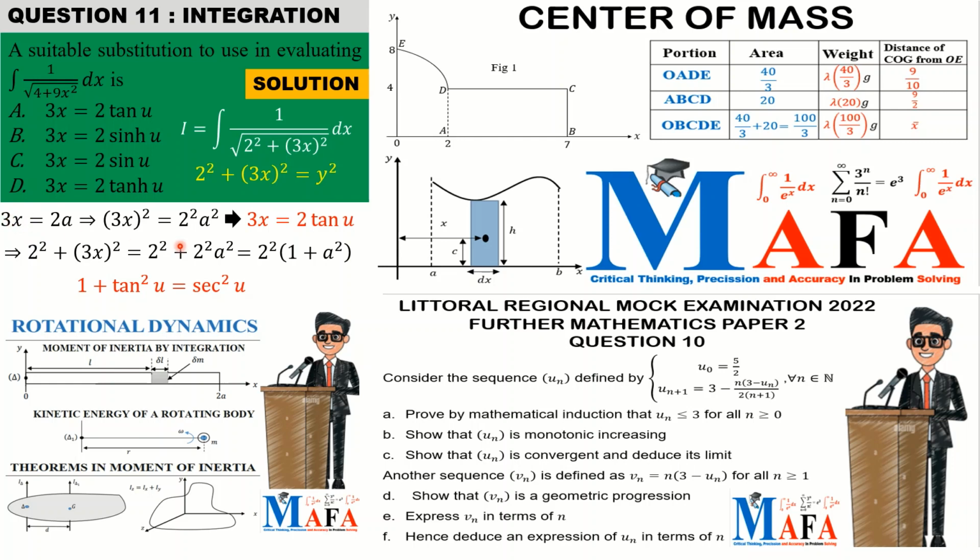It means my 3x will be equal to what? 2 times tan u, because my 3x was equal to 2a. So option A is correct.